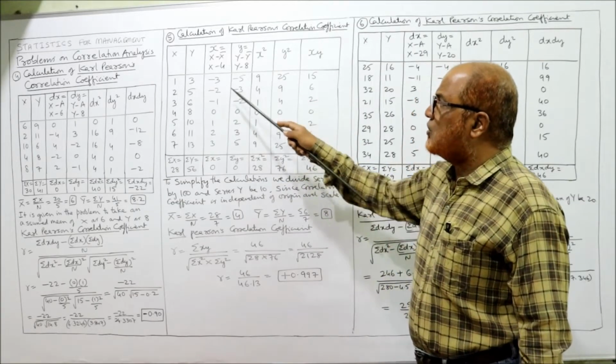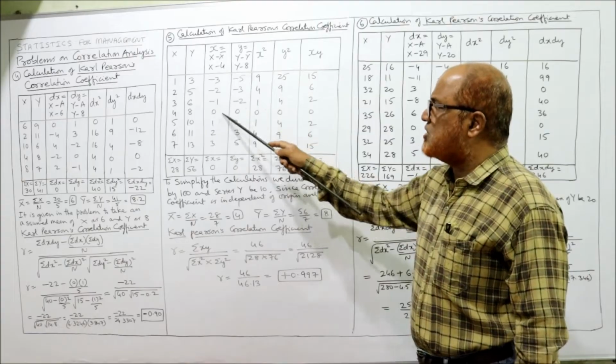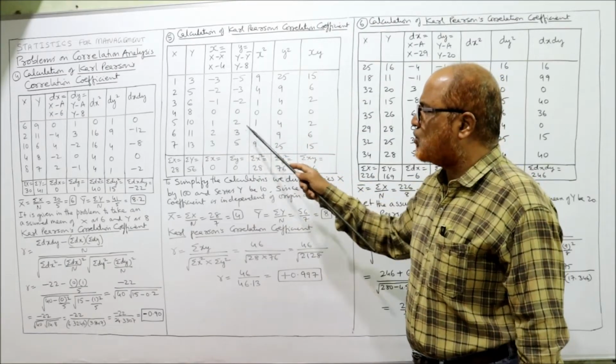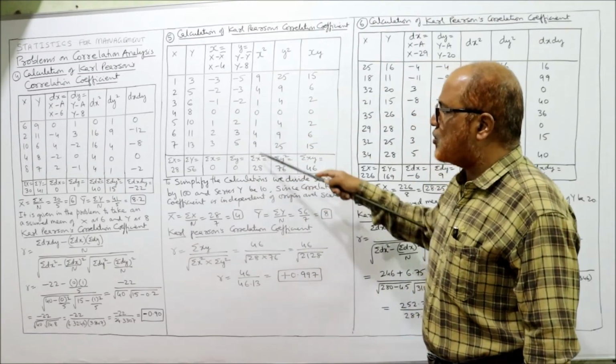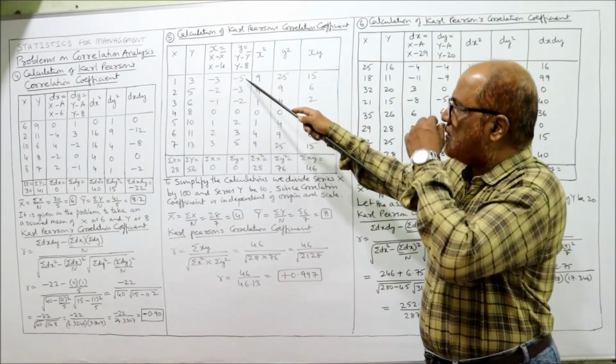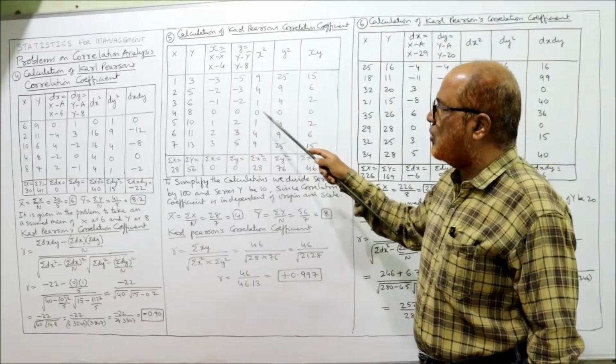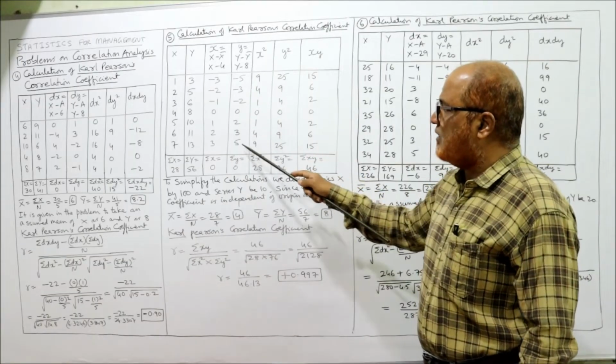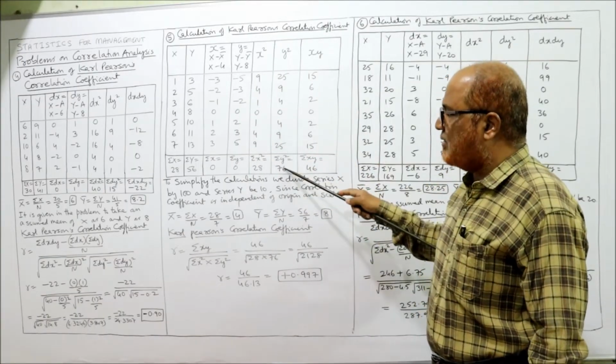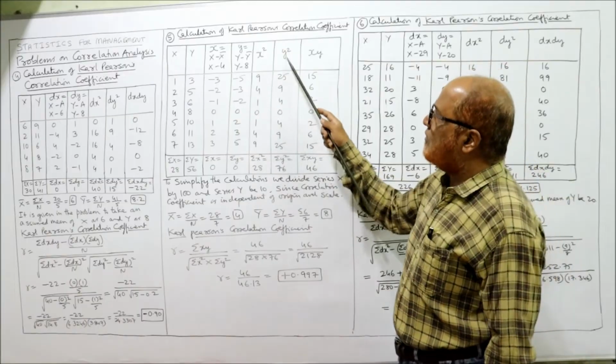3 square 9, 2 square 4, 1 square 1, 0 square 0, 1 square 1, 2 square 4, 3 square 9. Take the total, 28. For y square: 5 square 25, 3 square 9, 2 square 4, 0, 2 square 4, 3 square 9, 5 square 25. Take the total, 76. X square we got, y square we got.